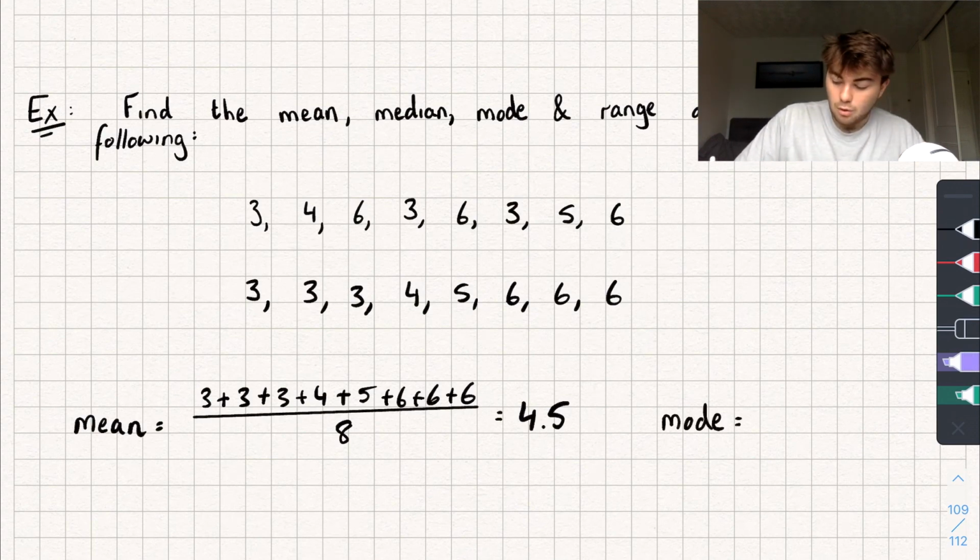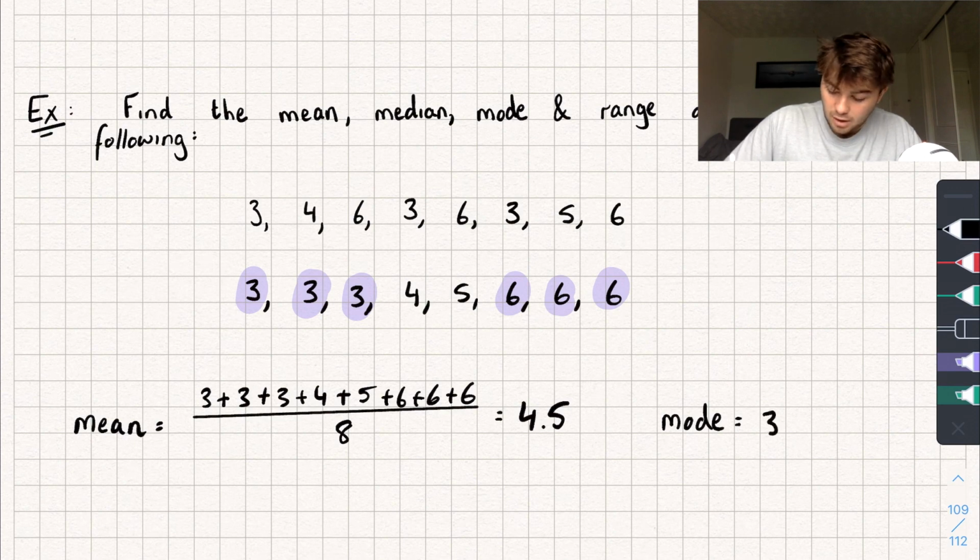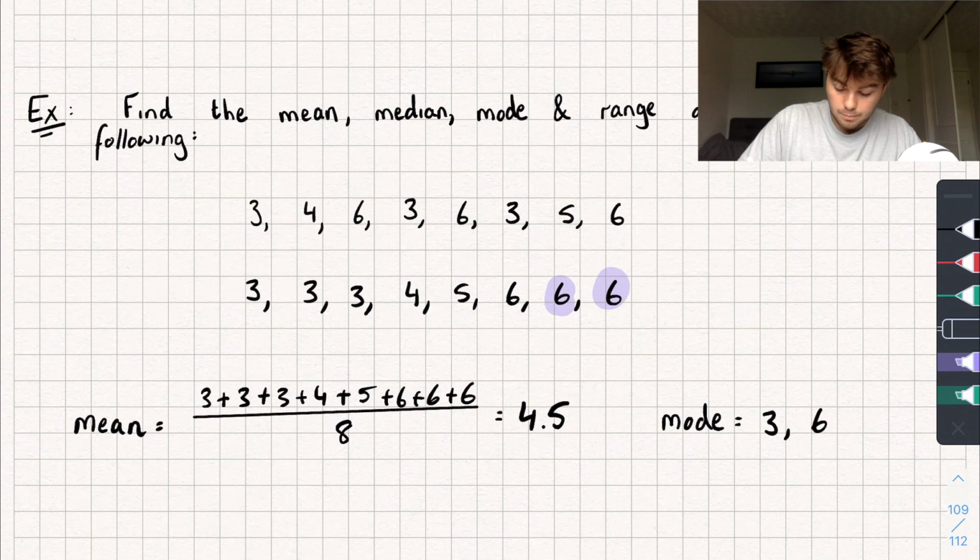So what is the most common data value in this set of data? Well, I've got 1, 2, 3 3s, but I've also got 3 6s. And so they're equally as popular, they're equally the most common data value. And so we've got 2 modes, and that's fine, you can have 2. So our modes are going to be 3 and 6. And so we would call this bimodal because there are 2.